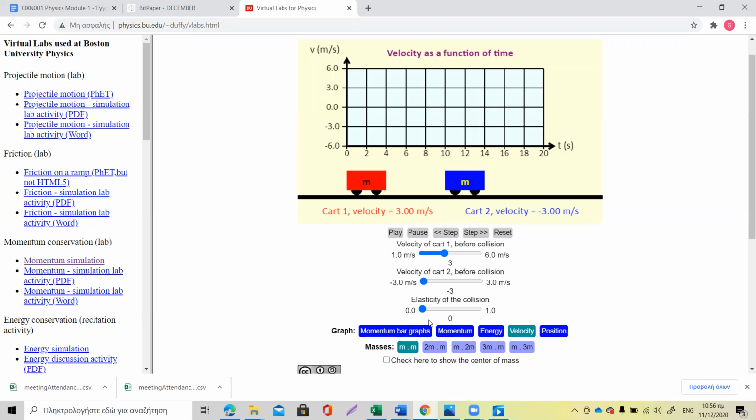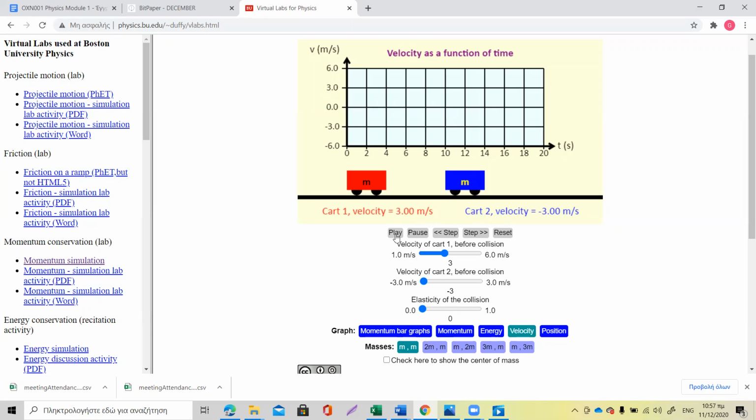And here is a point of interest. It says elasticity of the collision, which means for 0, it is what we say perfectly inelastic. They stick together and we have a combined mass. And for 1, it is perfectly elastic, which means that we don't have any loss of energy at all. Let's start with 0 elasticity, which means a perfectly inelastic collision.